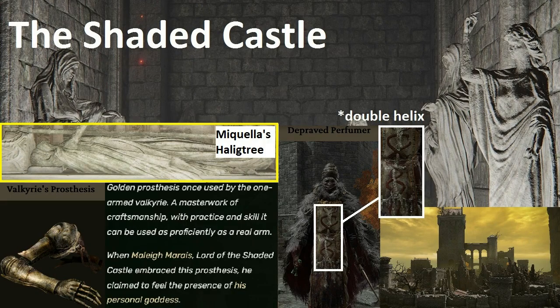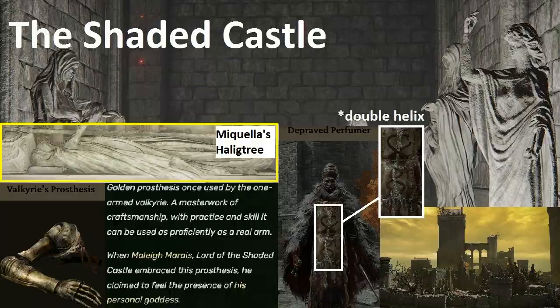The Shaded Castle of House Marais is filled with statues relating to Malenia, as the head of House Marais is devoted to her. The highest tower within the castle has an assortment of discarded or unused prosthetics. The Valkyrie's prosthesis is found here, a masterful work of craftsmanship, and is used to aid Millicent, kin of Malenia. Through Millicent's quest, we gain the unalloyed golden needle, which eventually turns into Miquella's needle, via its interaction with Malenia's scarlet bloom.